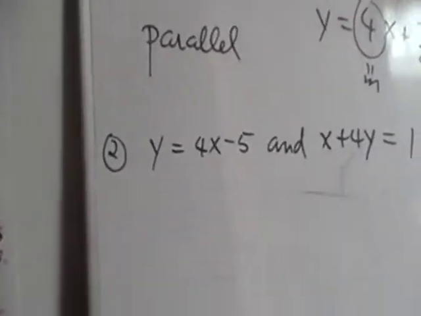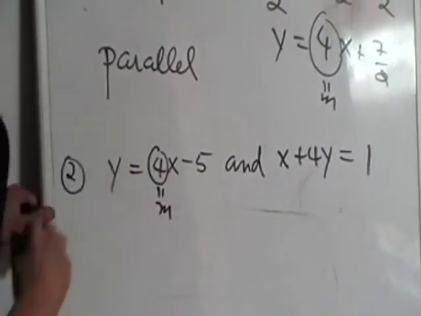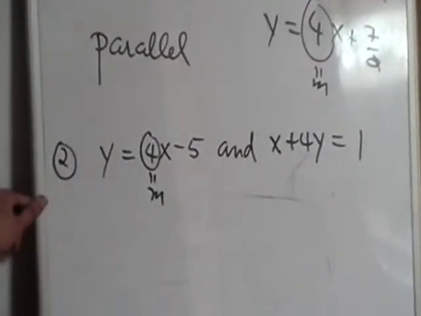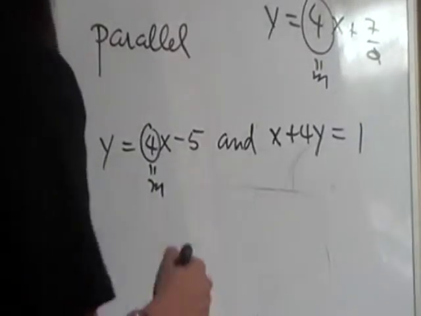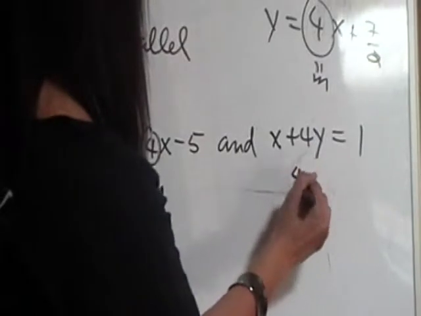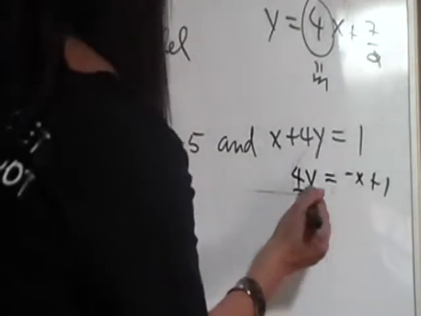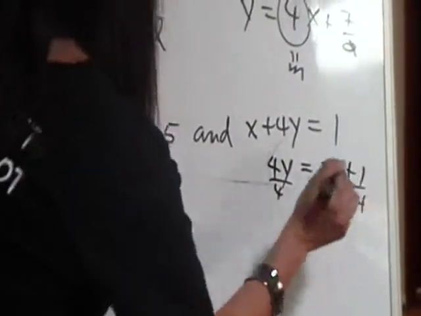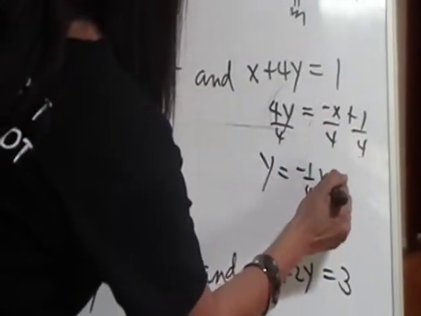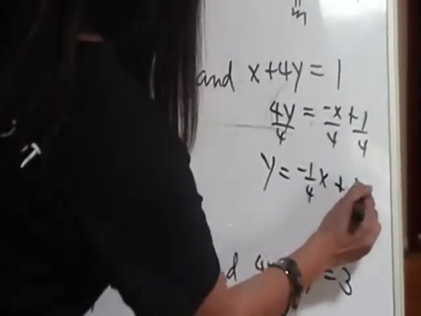Okay? For my second example, I have y equals 4x minus 5. So we already know that that's the slope of the first. And this line is x plus 4y equals 1. Again, we need to go through the same exercise of isolating the y. So we need to move the x over to the other side by subtracting x from both sides of the equation. Okay? We need to divide across the board by 4. So we'll get y is equal to -1/4. That's another way of writing negative x over 4: -1/4 x plus 1/4.